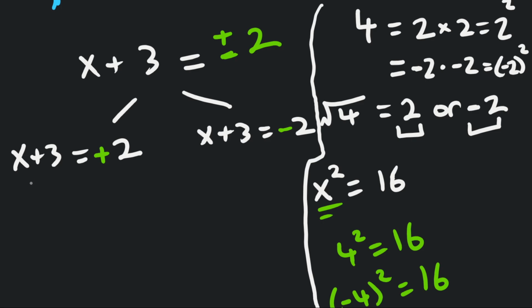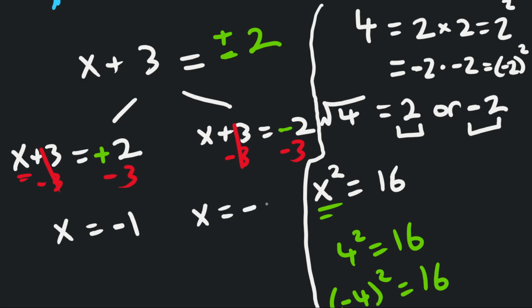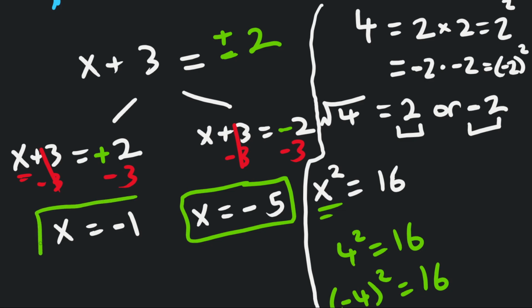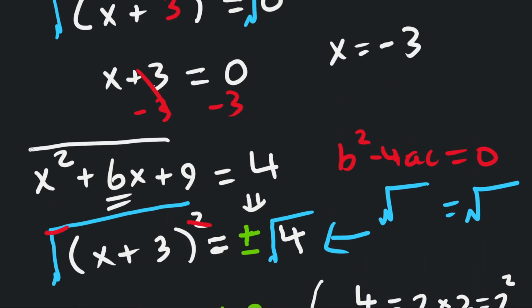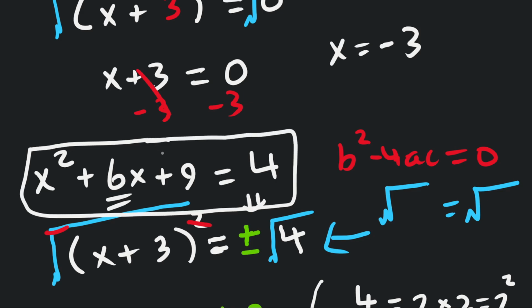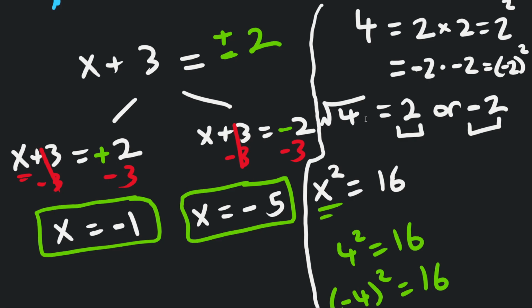Okay, so let's go ahead and solve for x on both sides. So we'll start with this. What is x over here? Let's subtract 3 from both sides. x equals positive 2 minus 3, that is negative 1. And let's do the same thing here. We'll subtract 3 from both sides. What is negative 2 minus 3? That is negative 5. So our x could be negative 5 or negative 1. We have two solutions for this problem that we started with right here. And those are our two solutions for x.